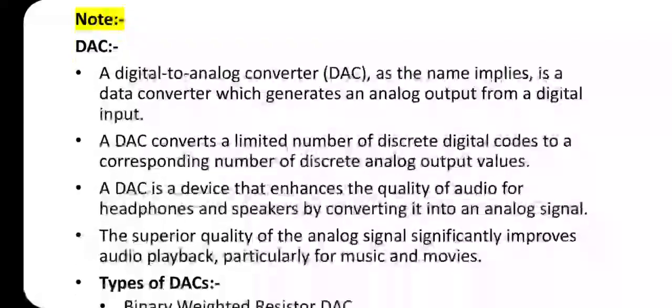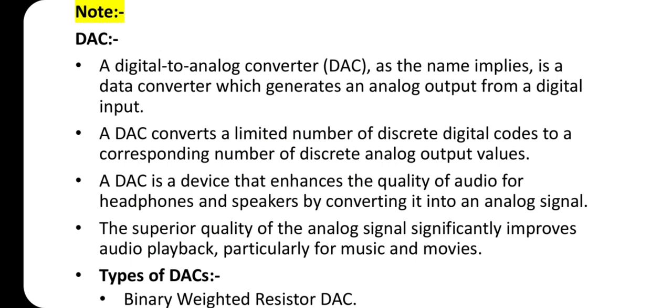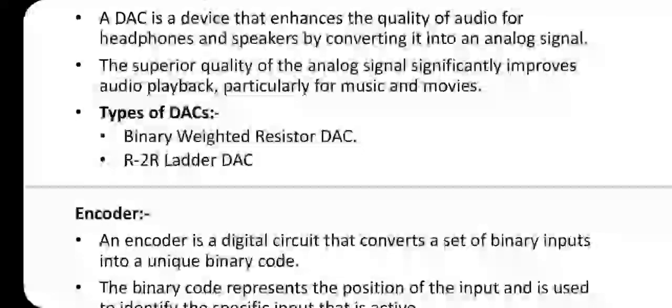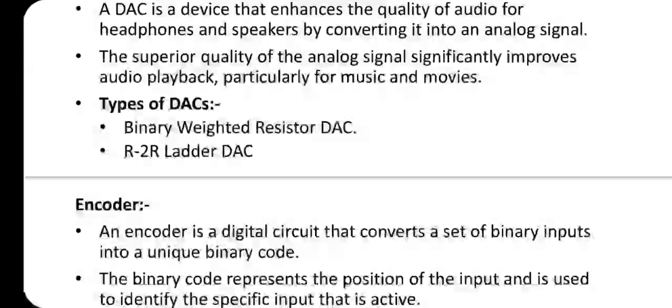Note: what is a DAC? A DAC is a digital to analog converter. As the name implies, it is a data converter which generates an analog output from a digital input. A DAC converts a limited number of discrete digital codes to a corresponding number of discrete analog output values. A DAC is a device that enhances the quality of audio for headphones and speakers by converting it into an analog signal. The superior quality of the analog signal significantly improves audio playback, particularly for music and movies. The types of DACs: binary weighted resistor DAC and R to 2R ladder DAC.